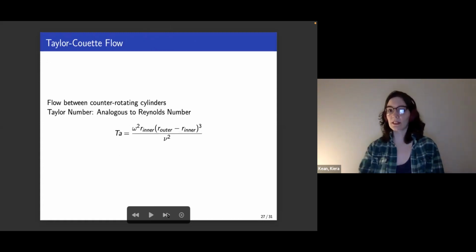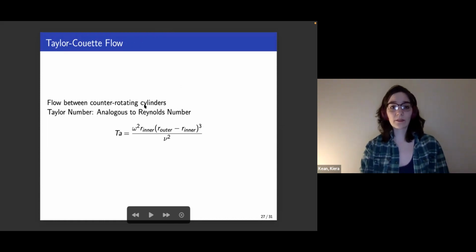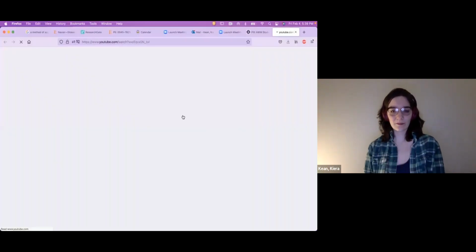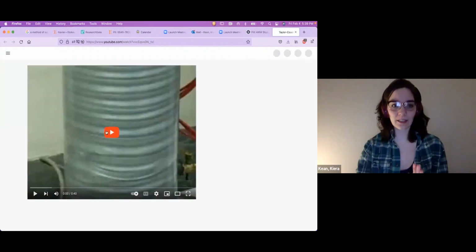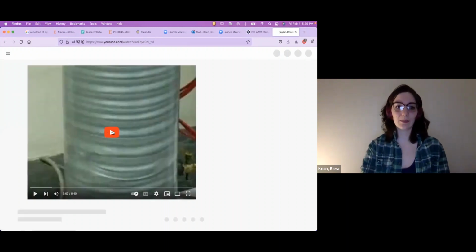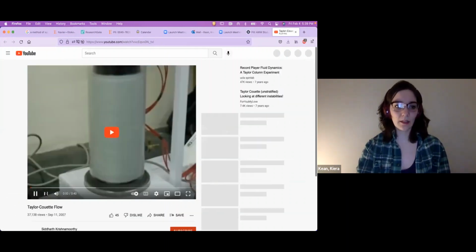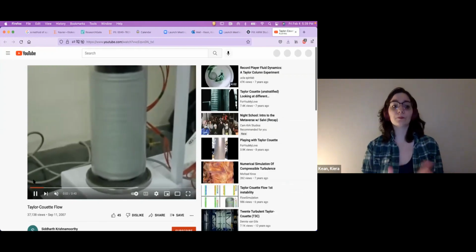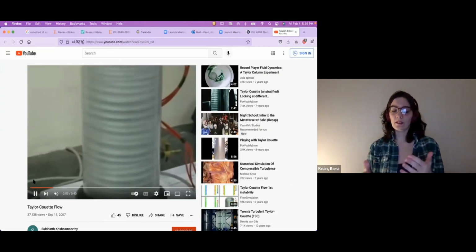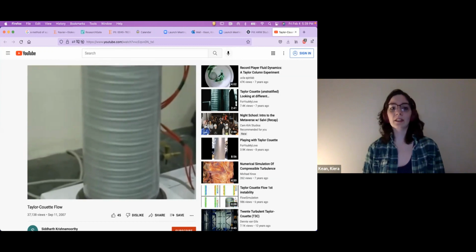So we also did numerical tests. So we looked at flow between counter-rotating cylinders, which I have a video of. This is not a test that we did, but it's a fairly common experiment that one can do.